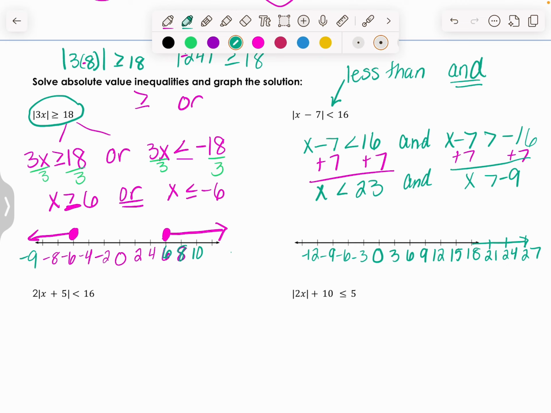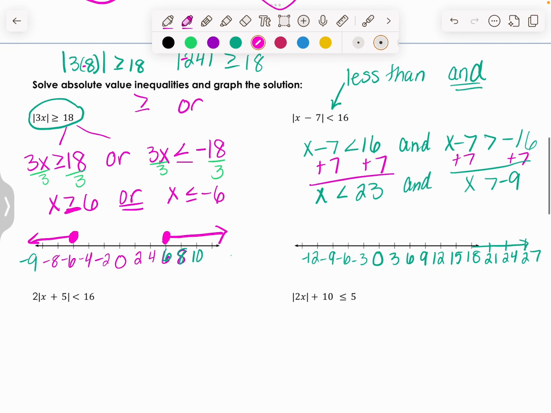All right, so this time it is less than 23. And so we want to have an open circle, and 23 on our number line is just a little bit before 24. Remember, there is 22, 23, 24 in between there. So I'm going to have an open circle at 23, and the numbers less than 23 are to the left.